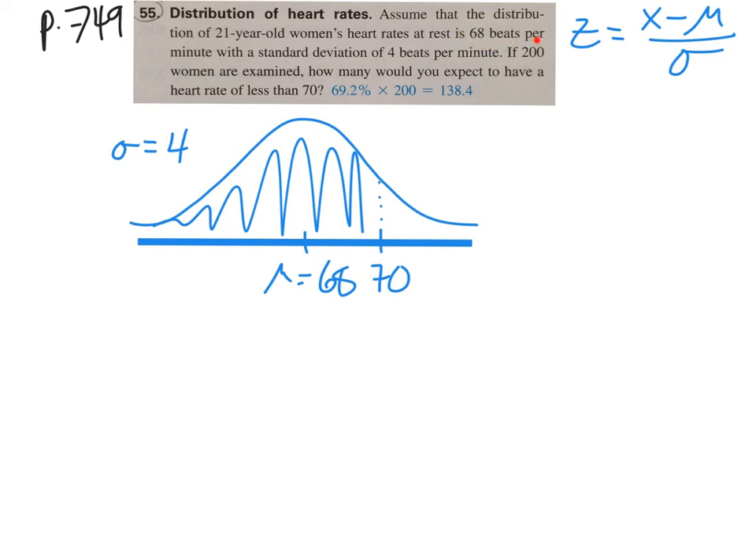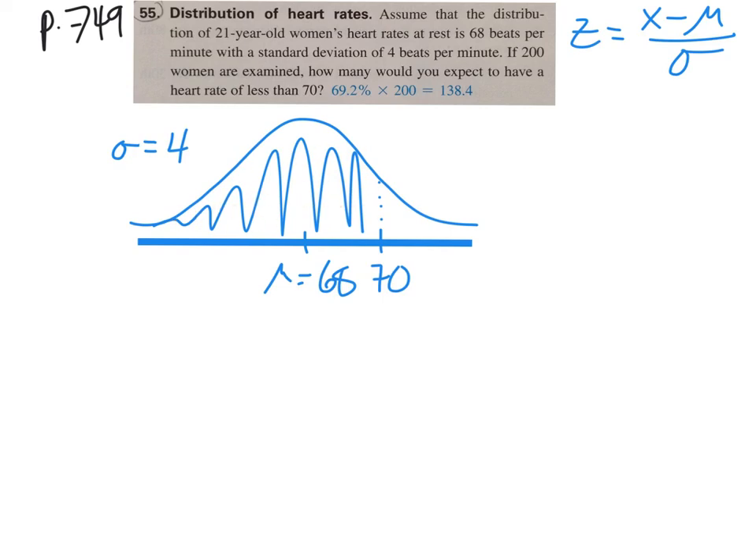We have a mean of 68 beats per minute with a standard deviation of 4 beats per minute, right? So I went ahead and put our mean right in the middle, 68. That's the mean. And I made a note that our standard deviation is 4. And they're telling us that 200 women are examined. We'll use that later. It says, how many would you expect to have a heart rate of less than 70? So that's kind of the range that they're looking for. 70 would be a little bit above 68, and they want to know how many would have a heart rate of less than that.